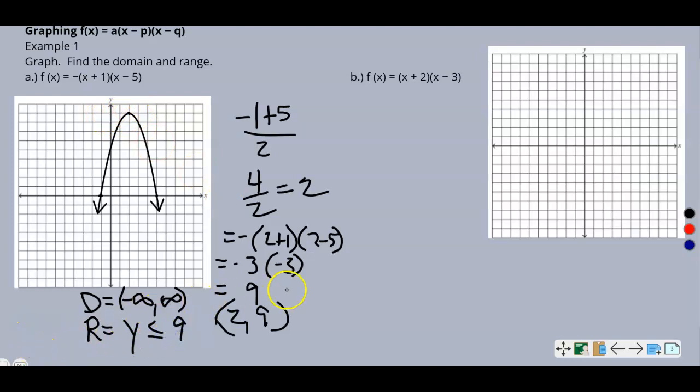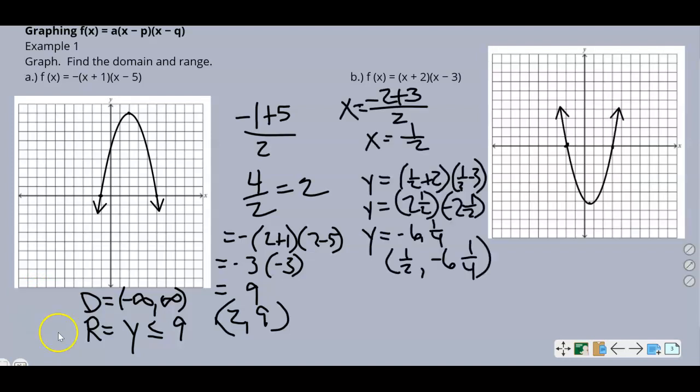All right, I want you to take a couple minutes. I want you to see if you can do B part. Find the x-intercepts from the factors, and then find the vertex, graph your 3 points, and sketch the curve. Then determine what is the domain and range as well. Once you have time to do that, come back to see how you did.